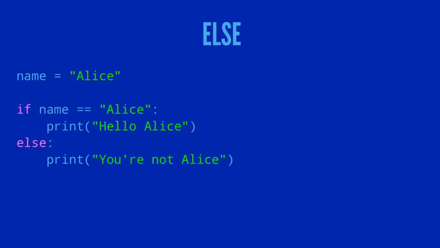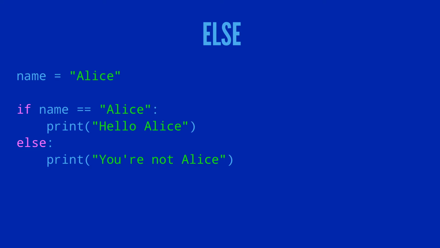So an example of this here: if name equals Alice, we're just checking to make sure that it equals Alice, and then we're printing hello Alice. And in the event that name doesn't equal Alice, obviously we're just printing out another message here that says you are not Alice. So we're kind of filling in all the different possible routes that the program could take.